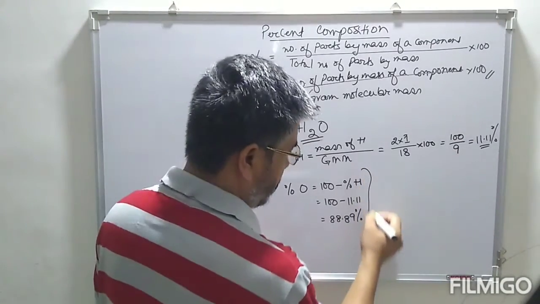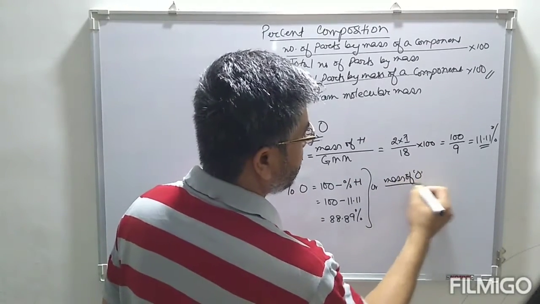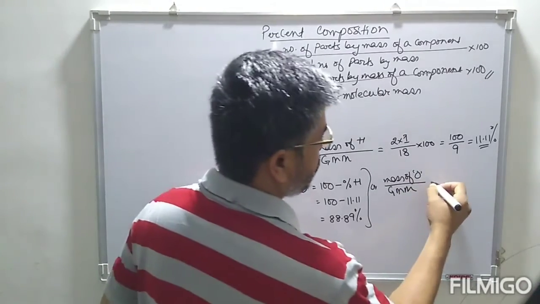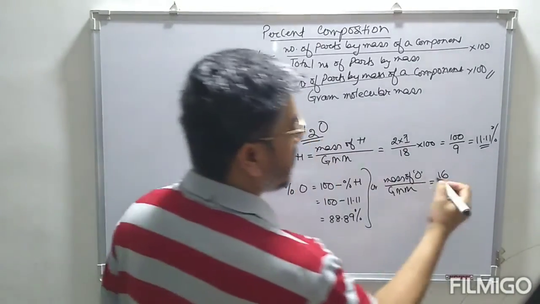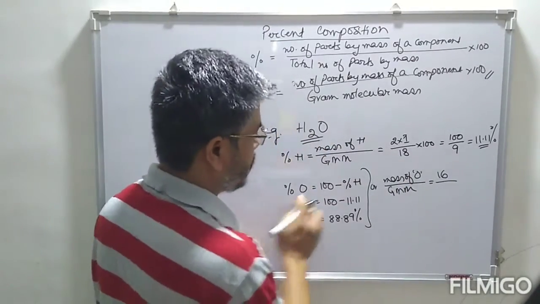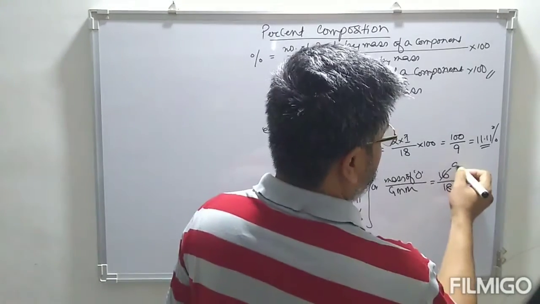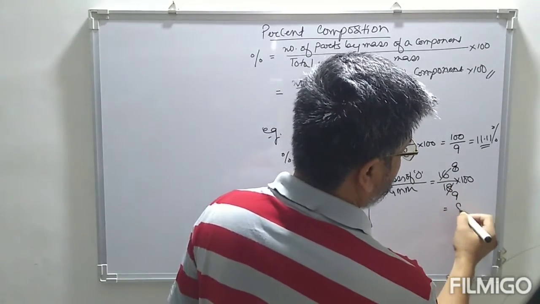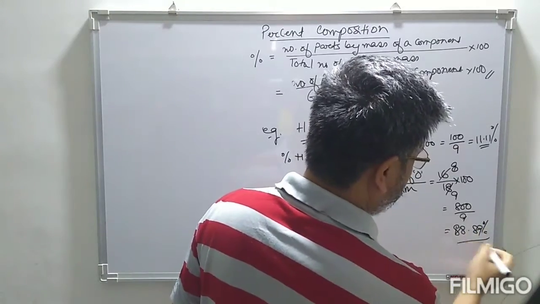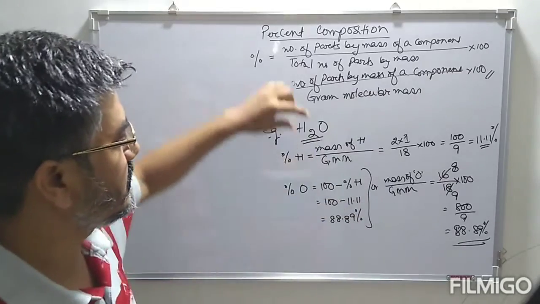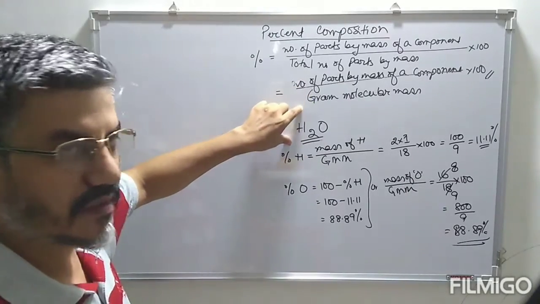That is 88.89%. Or look at this, percentage of oxygen is mass of oxygen divided by gram molecular mass. So mass of oxygen is 16 because one molecule has one oxygen, and gram atomic mass of oxygen is 16. So molecular mass is 18, multiplied by 100. It is the same. So this is how we define percentage of the given components, that is hydrogen and oxygen, in water molecule.